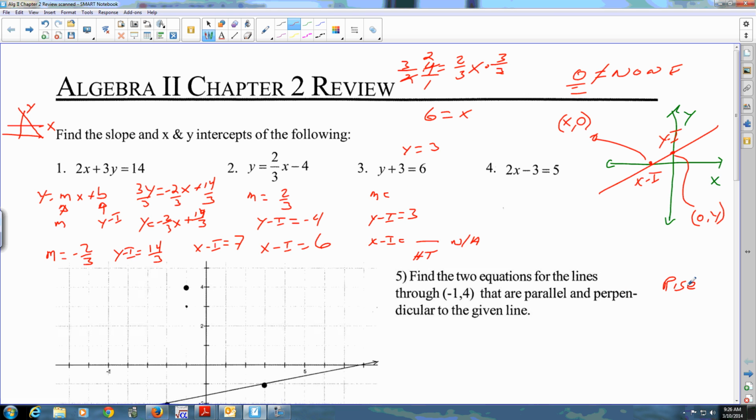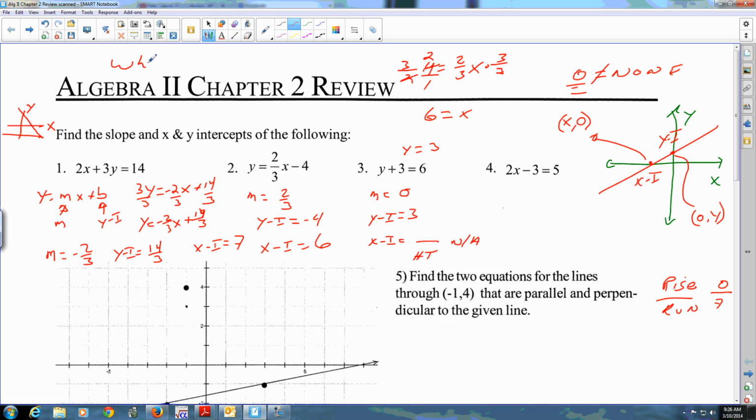Rise over run. On a horizontal line, are you rising? No. But you're running, pick a number. I don't know, 7. Well, what's 0 over 7 worth? This is basic fraction sense, you guys. If you can't remember what it's worth, type it in your calculator. That slope is 0. All horizontal lines have a slope of 0.